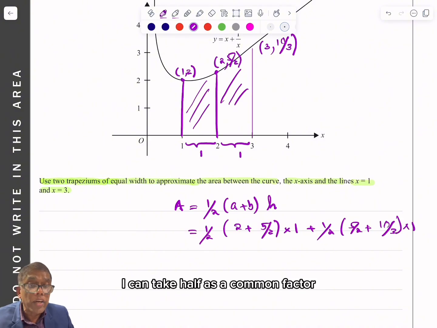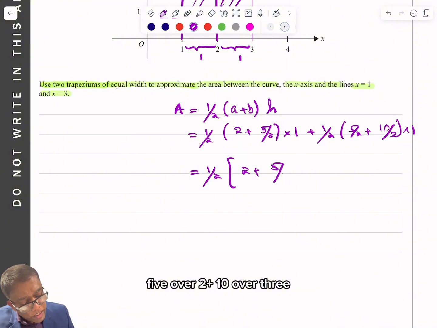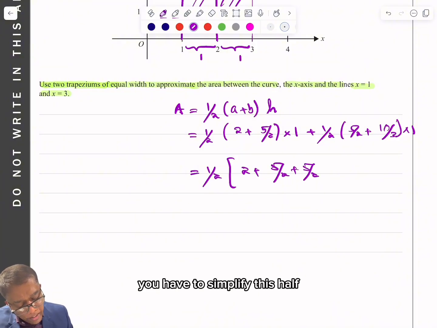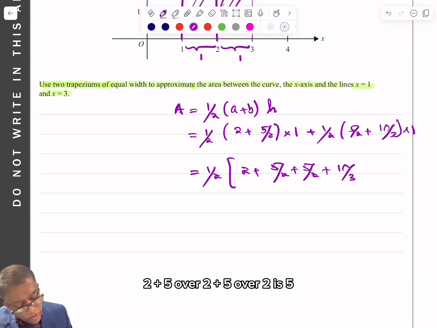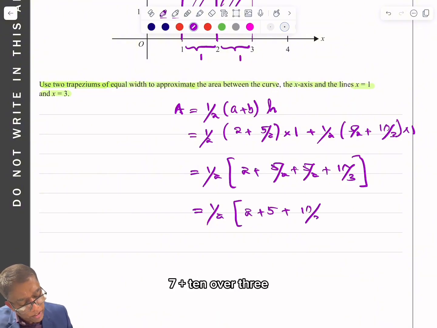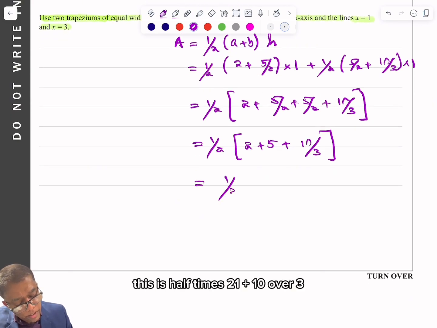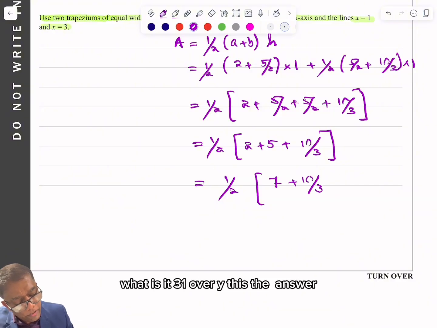I can take half as a common factor: half times (2 plus 5 over 2 plus again 5 over 2 plus 10 over 3). We have to simplify this. Half times (2 plus 5 over 2 plus 5 over 2 is 5), plus 10 over 3. If we simplify this, half times (7 plus 10 over 3). This is half times (21 plus 10 over 3). What is it? 31 over 6. This is the required answer.